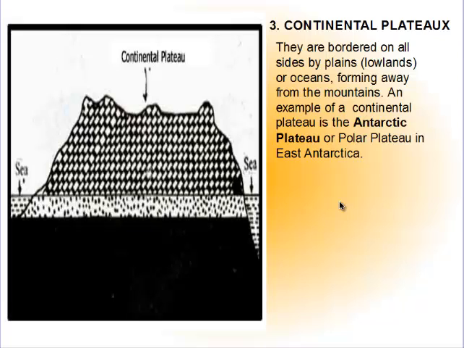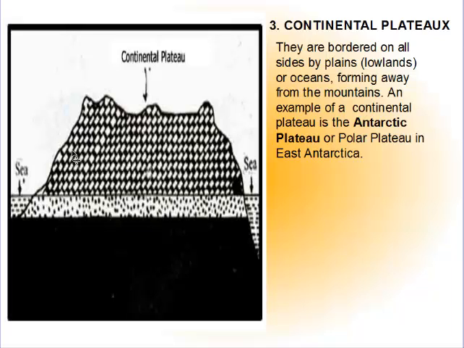Finally, we also have the Continental Plateau. When we talk about a continental plateau, it is a plateau bordered each side by plains or oceans. That is, when a plateau is formed away from mountains, they are known as continental plateau. So from the image here, you can see that there is a sea here, another sea here, and a plateau exists between the seas. This type of plateau is known as continental plateau.